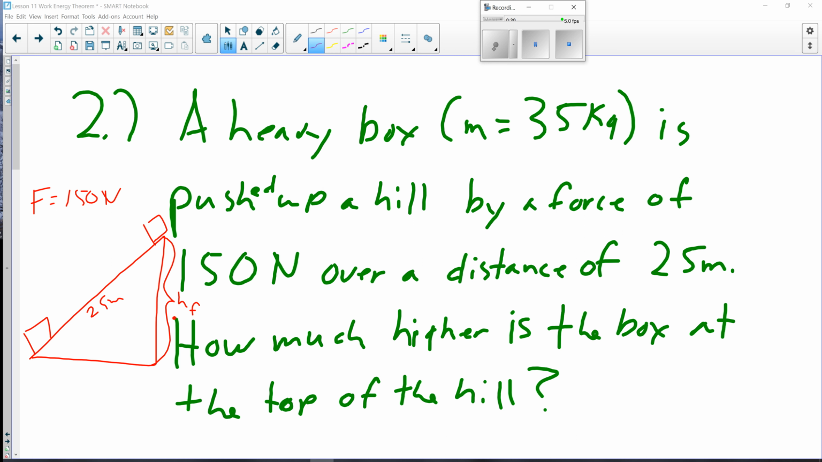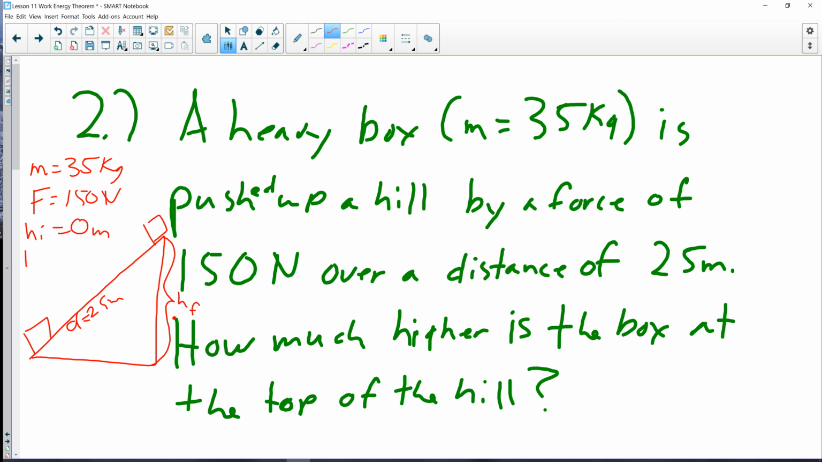Okay, so in this one, we're told the mass. Okay, so we know the mass is 35 kilograms. We know the force being used is 150 newtons. We know the distance that it's being pushed is 25 meters. Okay, and we're talking about the bottom of the hill and the top of the hill. What's my height at the bottom of the hill? 0. Okay, so I know my initial height is 0 meters, and I'm looking for the final height of the box. That is how much higher it is when it's at the top of the hill.